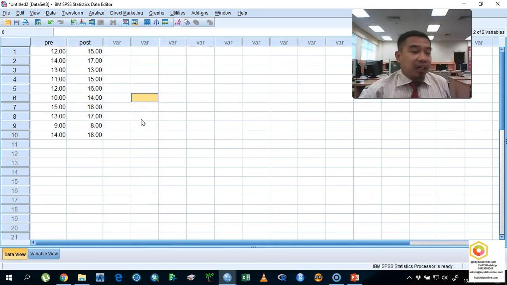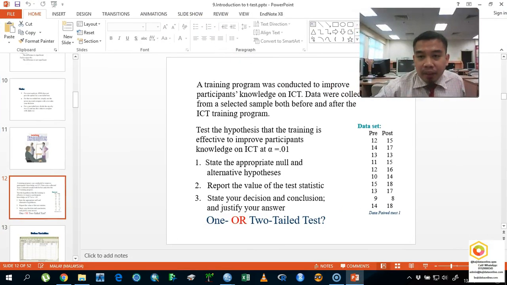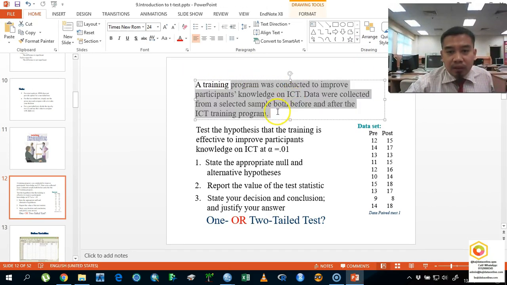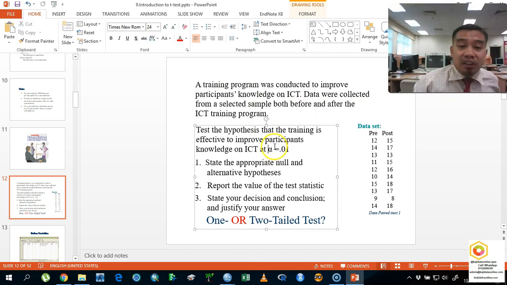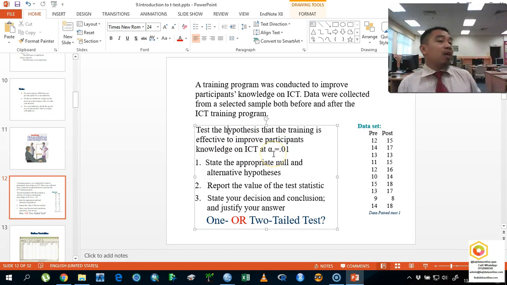So in this example, I'm going to share with you how we want to conduct the pre and post test. Based on this example, you can see here, a training program was conducted to improve participant knowledge on ICT. Data were collected from the sample before and after the training program. Test the hypothesis of whether the training is effective to improve participant knowledge at ICT at alpha 0.01. So that means they want to test before and after the training given.